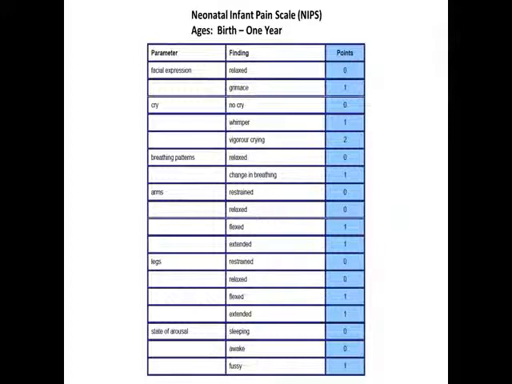Next, we have the Neonatal Infant Pain Scale, or NIPS. This is a behavioral scale which can be used for either full-term or preterm infants from birth to 1 year of age. Again, you score each indicator based on your observation of the infant for at least a full minute. Then, based on the score, you see where their pain level is. Now, this scale is a little bit different. The highest score you can get on this scale is a 7. So this is a 0 to 7 scale.